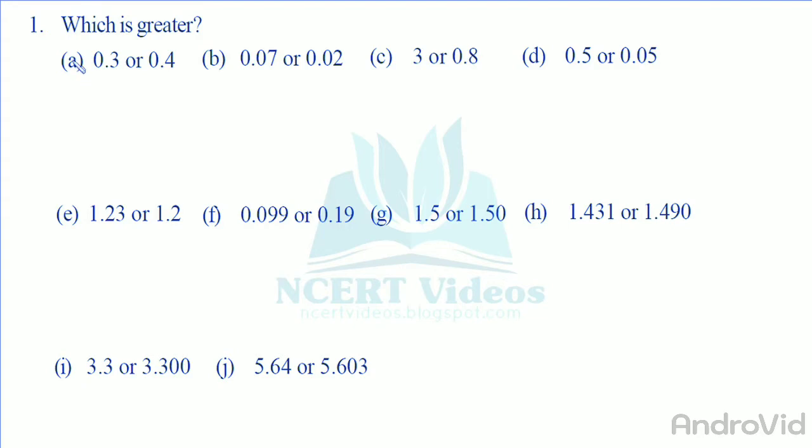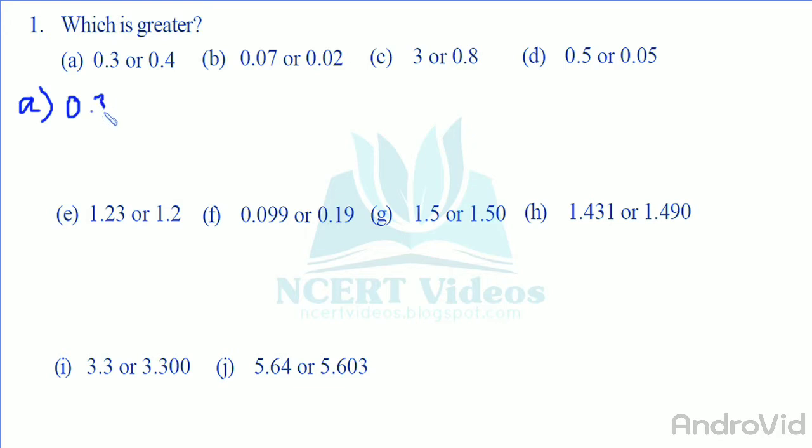Question 1. Which is greater? We have different questions. We have to find which one amongst them is greater. We have to compare them. So first, A part, we check first the tens part. Here it is 3, other side it is 4. So clearly 3 is smaller.